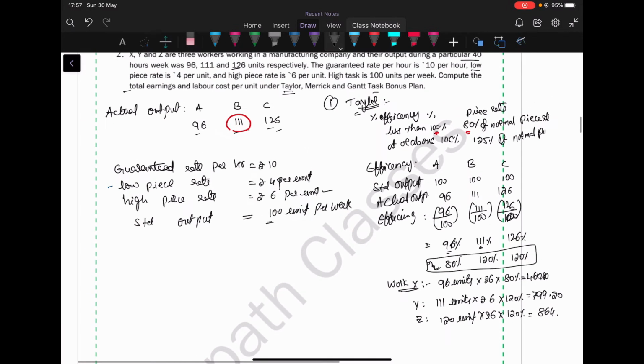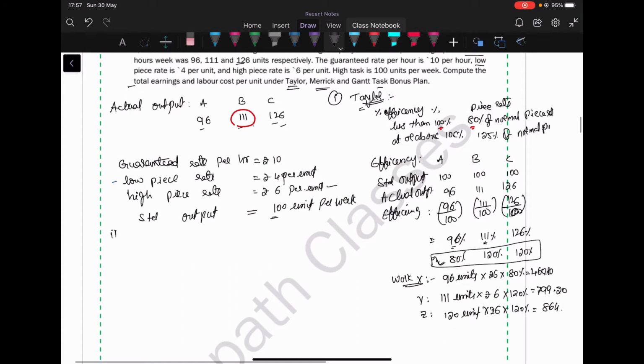The next method here is Merrick. I'll write here, second one, Merrick. Under this method, first I will write the formula. Merrick differential piece rate.